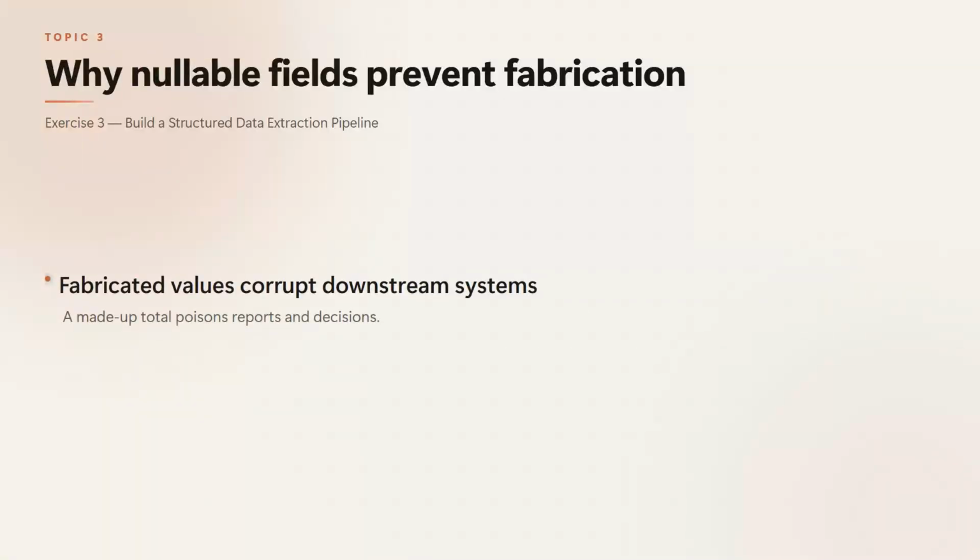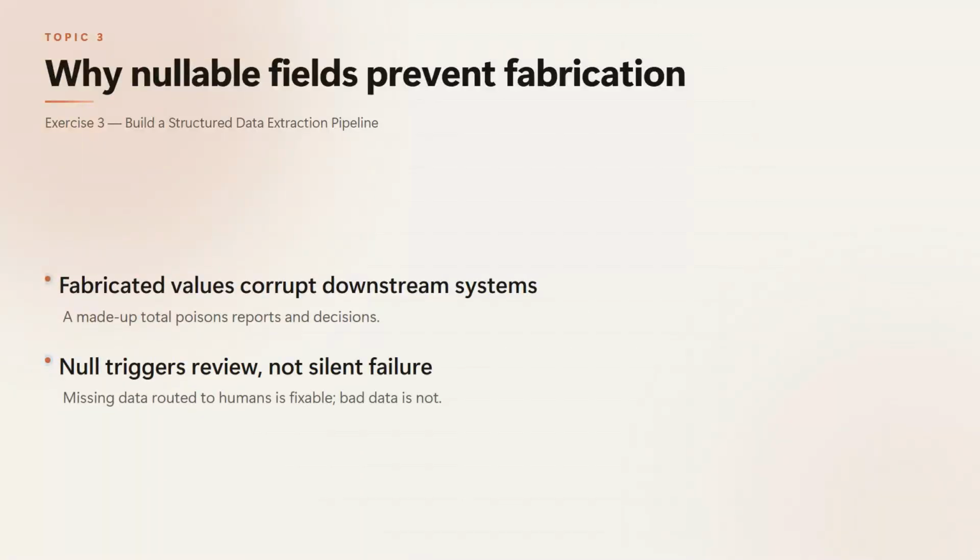Without nullable fields, the model will invent a value when information is missing. That fabricated value enters your database, your reports, your decisions. It is worse than a null because it looks correct. A null, on the other hand, can trigger a review step or a follow-up query. In production, a pipeline that silently fills gaps with plausible lies erodes trust and causes errors that are nearly impossible to trace. The cost is not just one wrong field, it is the entire downstream system acting on false information.